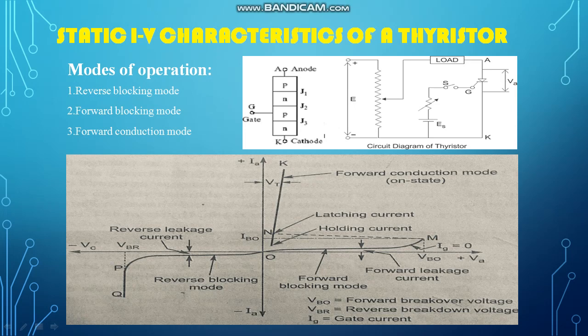Now at this particular voltage, that point M, junction J2 will break down, and when it breaks down, suddenly the impedance decreases. So suddenly the voltage which was blocked comes down to a very low value, and then current will rise because now the impedance is not present. So it will start conducting. So this is the forward blocking mode, and the third is the forward conduction mode. Forward blocking means from here till point M.